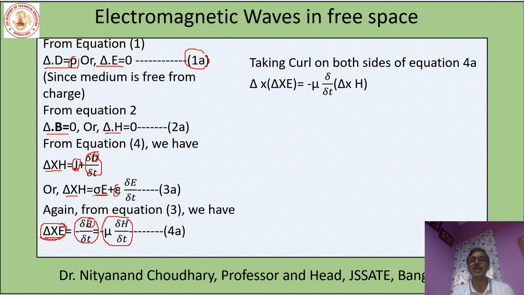So what we can say, del cross E, I have taken the curl. Then this is equal to how much? What is the value? Mu. This is your mu, right? And then take the curl on the right hand side also.